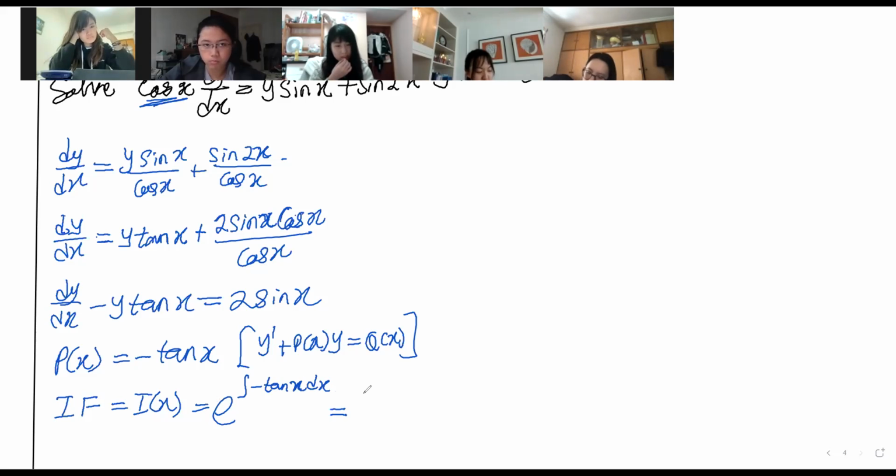How do we integrate negative 10x dx? The integral of negative 10x would be... You don't have to give the final answer. You can guide us through the process. What is the first thing to do? And it leads to the answer.